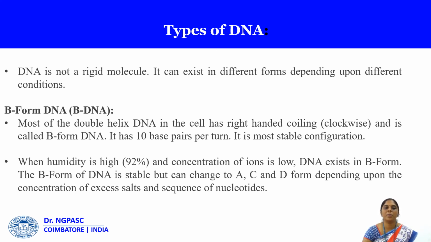When the humidity is high, that is about 92%, and when the concentration of ions is very, very low, the DNA exists in this B form. So the B form is stable, but sometimes it will be converted into A, C and D forms depending upon the concentration of excess salt and the sequence of nucleotides. So based on the concentration of chemical salts and nucleotides, the DNA will exist in different forms.